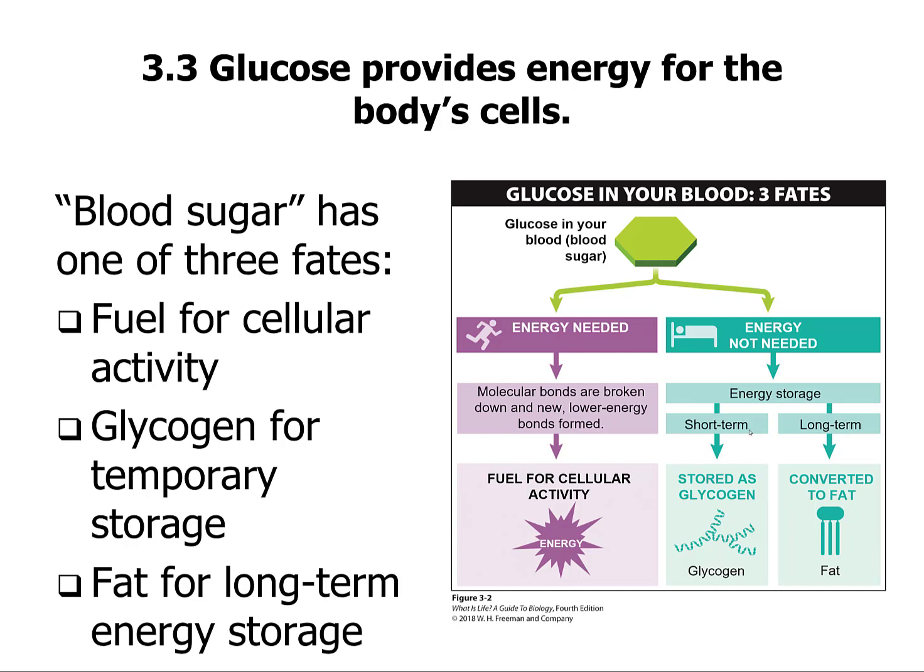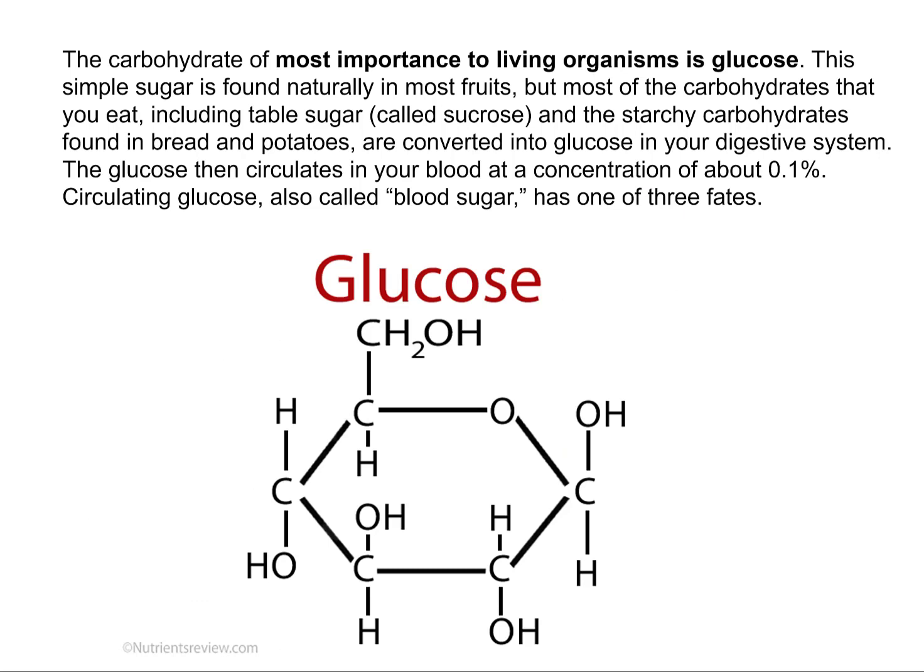When energy is not needed, it's stored. Glycogen is stored for the short term and then long term as fat. So I think we are aware of that. So carbohydrates, the most important of living organisms, glucose. The simple sugar is naturally found in most fruits. We eat table sugar called sucrose, but that's really a disaccharide. And starchy carbohydrates found in bread and potatoes are converted into glucose by your digestive system.